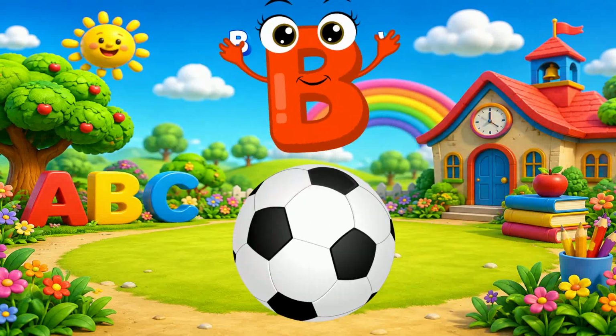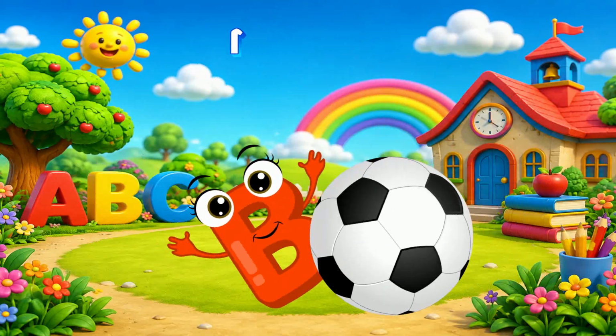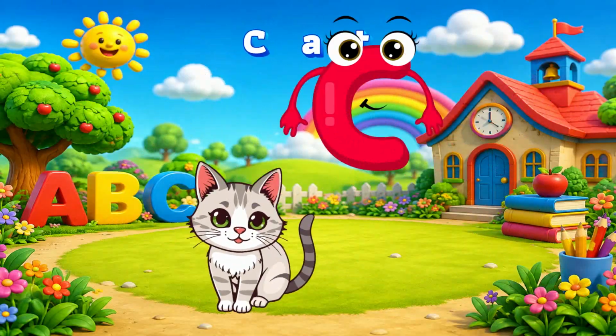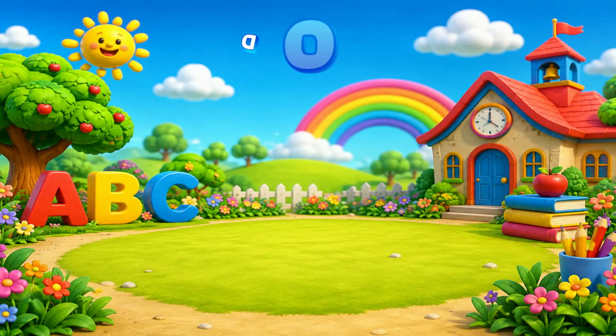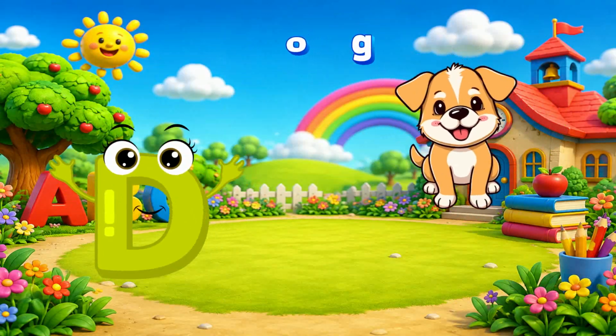B is for ball. Ball. C is for cat. Cat. D is for dog. Dog.